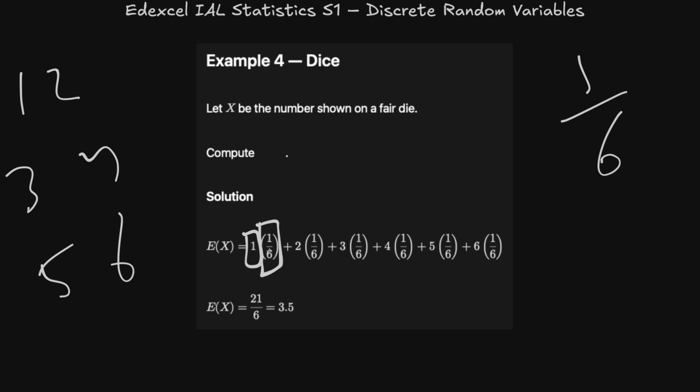So 1 multiplied by 1 over 6, plus 2 multiplied by 1 over 6, plus 3 multiplied by 1 over 6, so on and so forth. Just plug this in your calculator, the answer is 3.5. So the average result of rolling a die repeatedly is around 3.5. Even though 3.5 is impossible in one roll, it represents the long-term average, which is basically the mean.